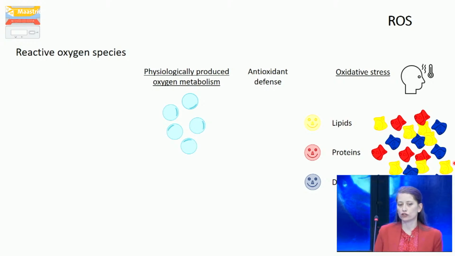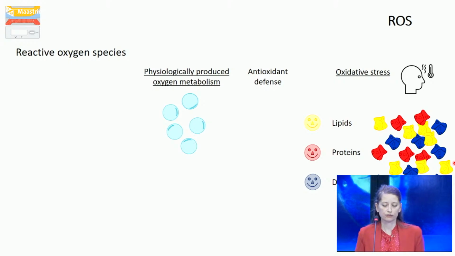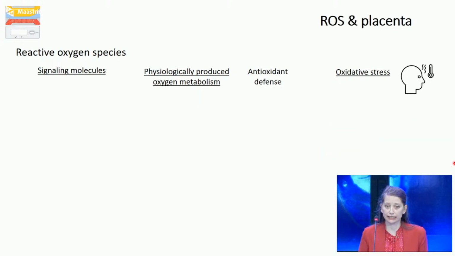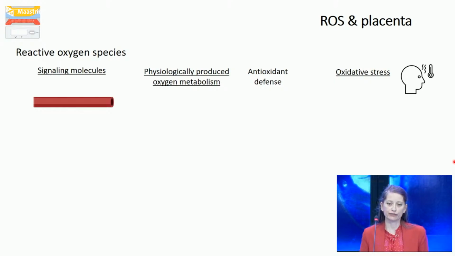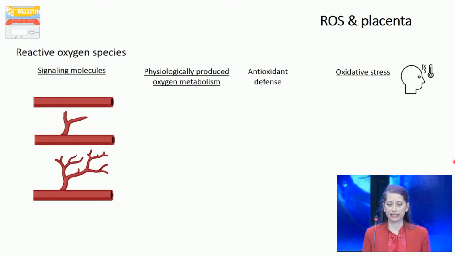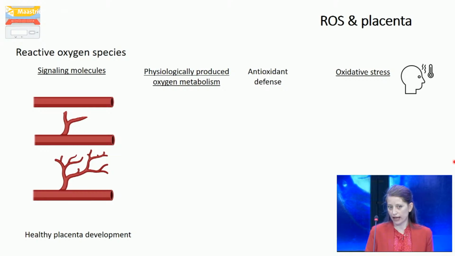But ROS are not just harmful molecules, they also play a role as signaling molecules, so the presence of this molecule will trigger physiological processes. And this is the case for the placenta, because at an early stage of placenta development, a lot of angiogenesis takes place. Angiogenesis is the process of developing new vasculature from a pre-existing one, and this process also requires the presence of ROS. So in order to have a healthy placenta development, we need ROS.